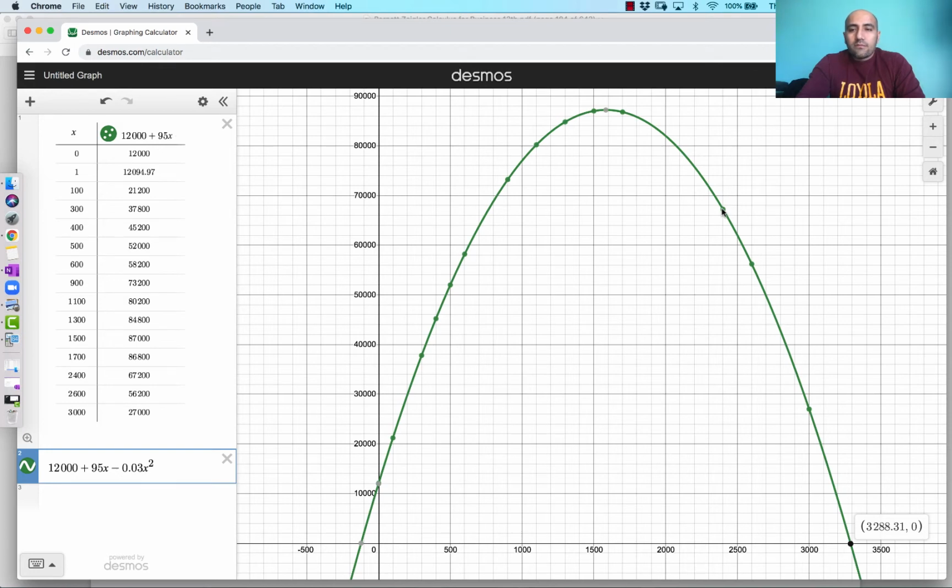It costs you, way up here, $86,800 to make 1,700 units, but somehow if you jump all the way out to 3,288 units, for some reason that's free. That might not make sense anymore. There might be a reason. Maybe there's some sort of logistical reason for why that is, some sort of a weird, unusual phenomenon that's happening, but it might be the case that this equation stops making sense. It might no longer be valid in that range.